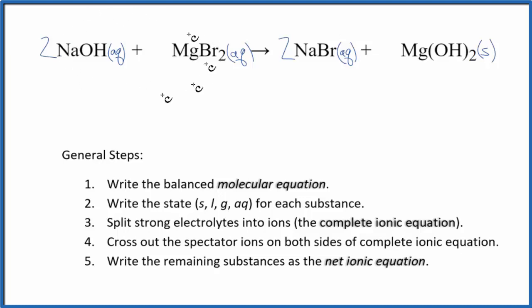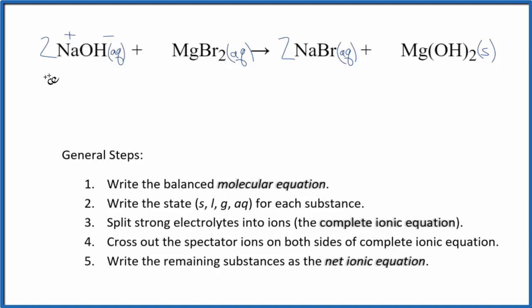When these two substances react, we get a solid. It's a precipitate. It falls to the bottom of the test tube. So we have the states. Now we can split the strong electrolytes into their ions for the complete ionic equation. Sodium is in group 1 on the periodic table, has a 1 plus ionic charge. The whole hydroxide here, always 1 minus.